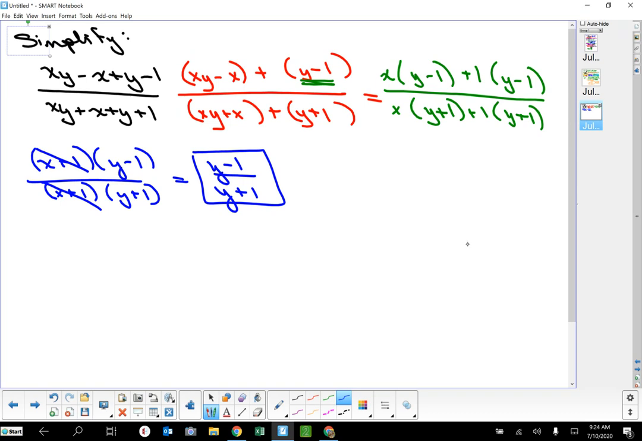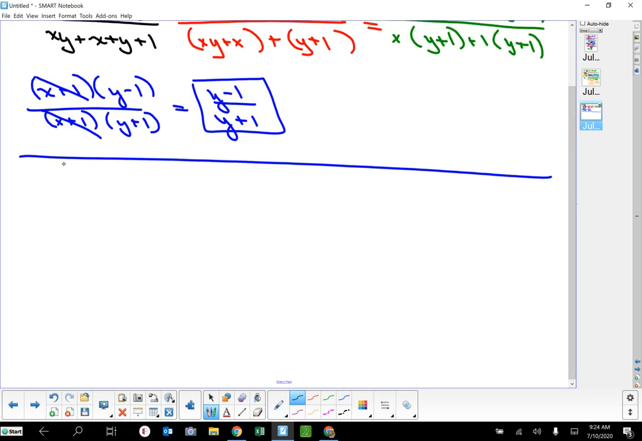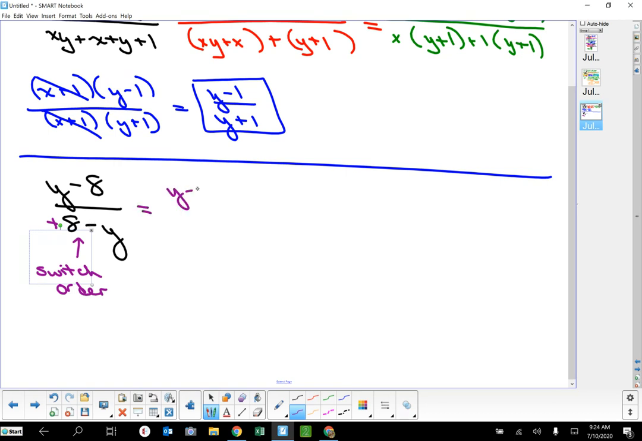And then the next one that I want to do just talks about factoring a negative out. So this one starts like this: y minus 8 over 8 minus y. Well, your variables should always come first. So switch the order of these and be very careful with your signs. The 8 is positive, the y is negative, right? So when I turn this around, the y is negative and the 8 is positive.